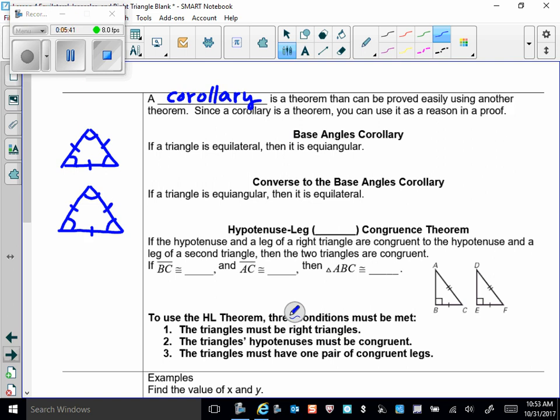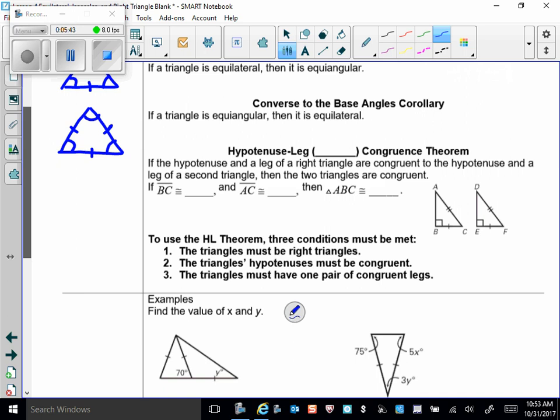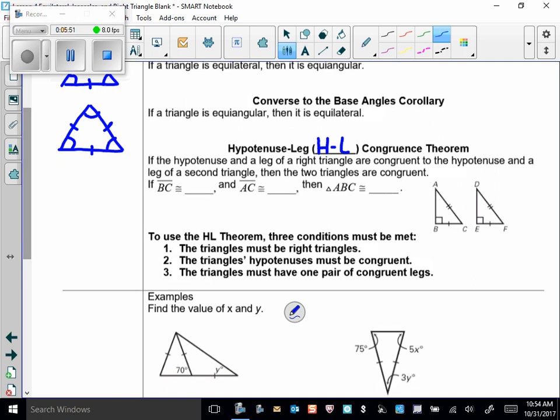Okay, then we have the hypotenuse-leg congruence theorem. You will use this a lot, so be sure to remember it. We abbreviate it HL. It's perfectly fine for you to do that in your proof. And it says, if the hypotenuse and a leg of a right triangle are congruent to the hypotenuse and a leg of a second triangle, then the two triangles are congruent.